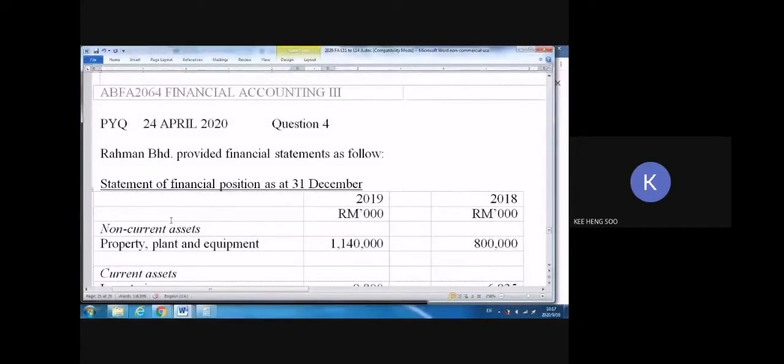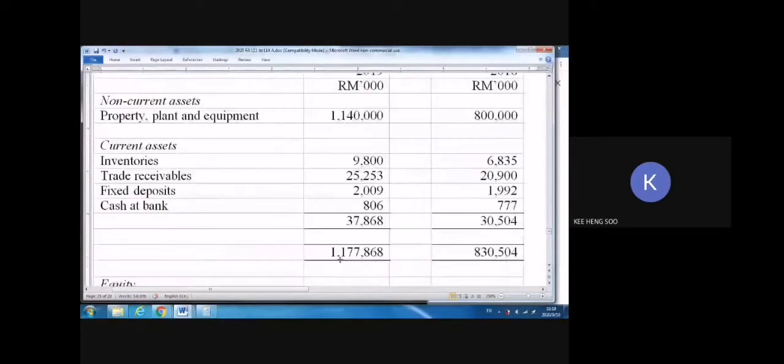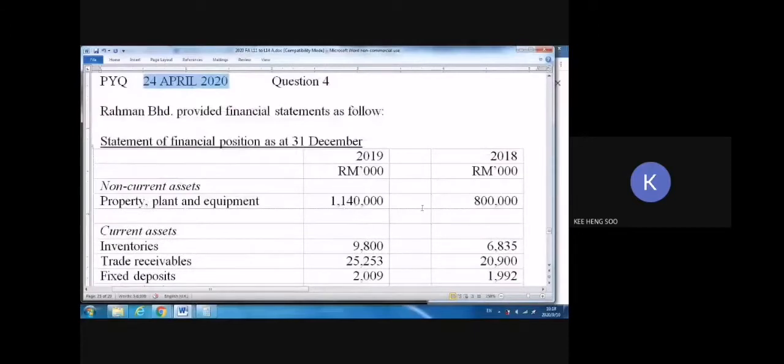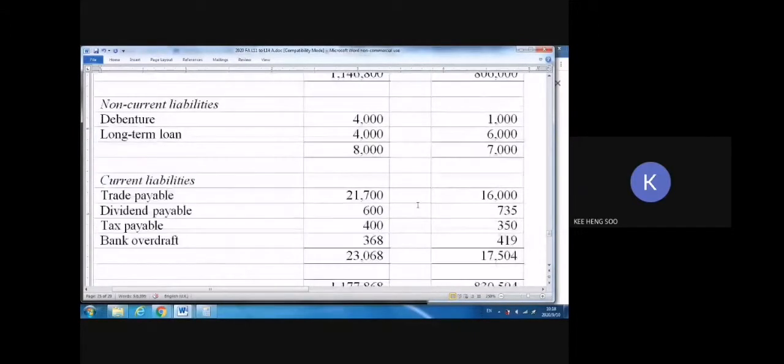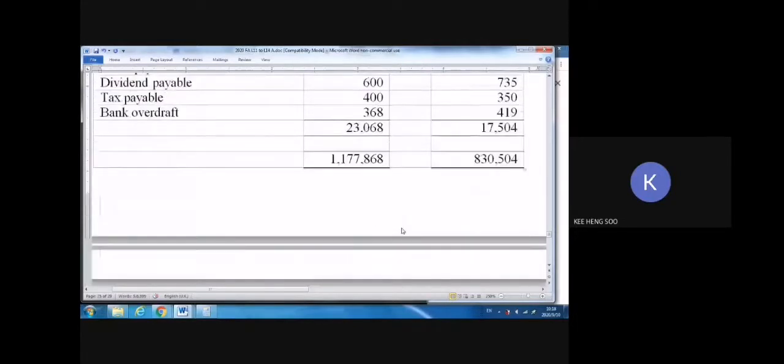Okay, now this is one of the past year papers. It's an online assessment. Can you see that? Just recently, only April 24, 2020, just sat. You may not get the question paper from the library because it's a really latest question. But do you see this question is very similar to your tutorial? You've got property, plant and equipment, inventory, trade receivables, fixed deposit, debenture, long-term loan, and so on.